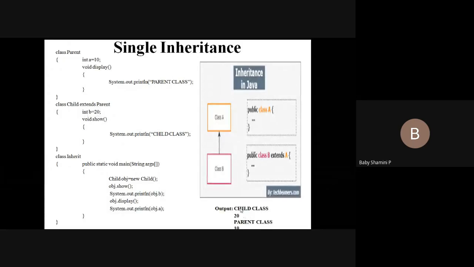Next one, obj.display(). So this child class extends properties from the base class, so it contains the display method also. So what is the output? Parent class, obj.display(). So it displays the answer parent class, and System.out.println obj.a displays the a answer, which is 10. So through this child class object, we can access both child class and parent class. So we can execute both things using this inheritance concept. This is a single level inheritance. We have a parent class and one child class. The child class extends property from the base class.